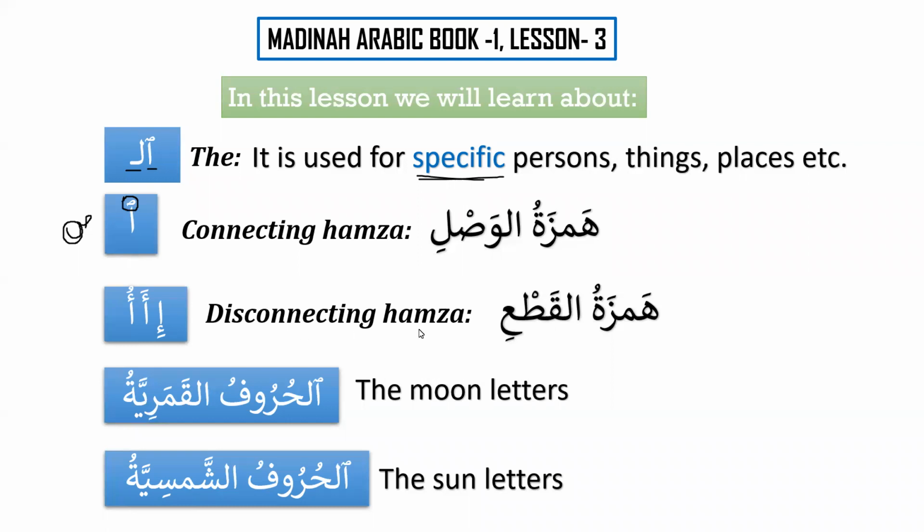Then we have Hamzatul Qati', which is called the disconnecting Hamza. It will be written in its original form, on Alif or under Alif, as we can see over here. It can take Dhamma, Fatha, or Kasra. But the only difference is that the original sign of Hamza will be there as well. Then we have Al-Huruf Al-Qamariyah, the moon letters, and Al-Huruf Al-Shamsiyah, the sun letters. Let's begin.